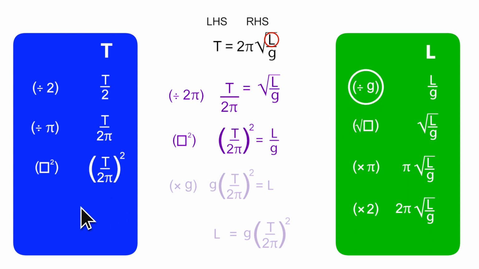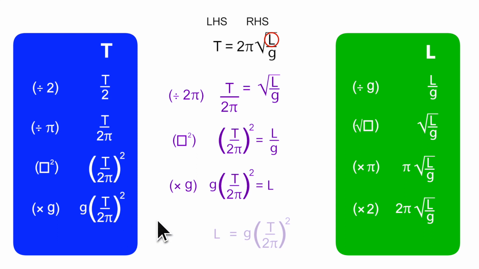And the opposite of dividing by g is multiplying by g. So we end up with the expression g multiplied by t over 2 pi all squared. And there's our formula for a simple pendulum where L is the subject. So look at how we've built up the expression on the left-hand side and how it correlates to the working here in our traditional method.